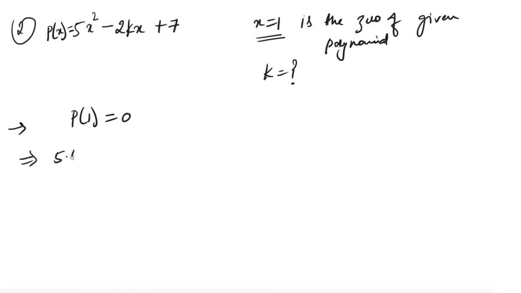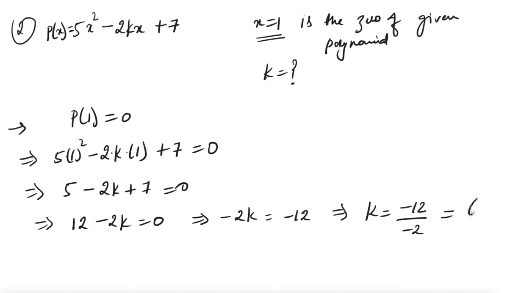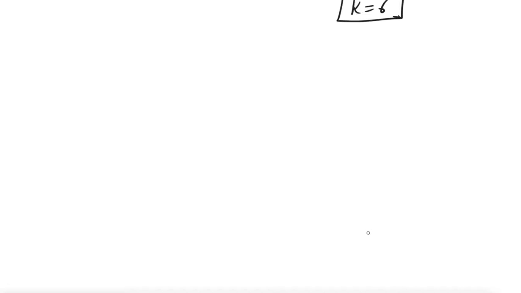This implies 5 into 1 square minus 2 into k into 1 plus 7 is equal to 0. This means 5 minus 2k plus 7 is equal to 0. This means 12 minus 2k is equal to 0. This means minus 2k is equal to minus 12. So k is equal to minus 12 by minus 2, that is 6. And the value of k is 6 for the given equation. Is it clear now?